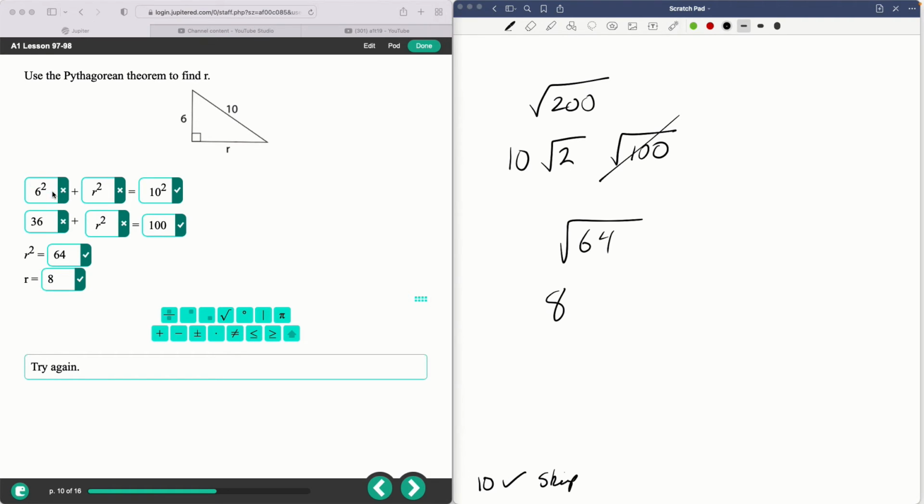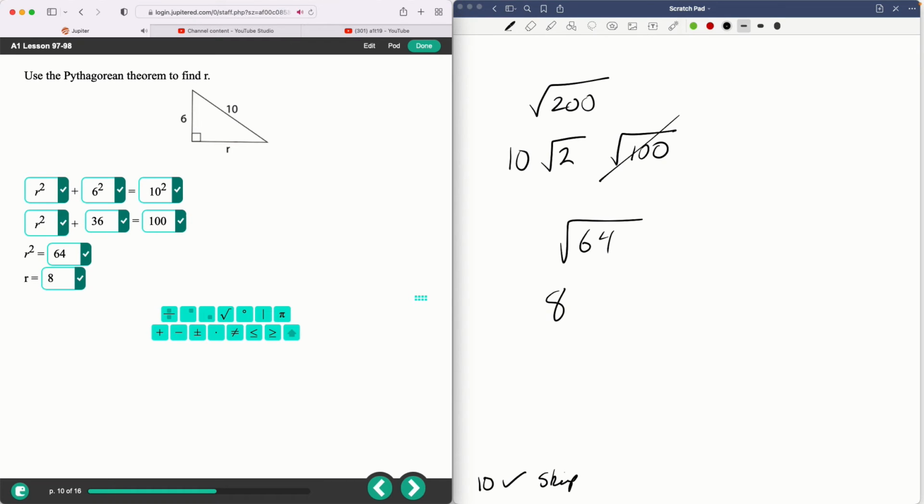You could go back in here and redo this and say, oh, well, I know this is going to be r squared because I just swapped places. And this is going to be 6 squared. And then you would just change this down here to r squared, 36, right? Now check it. Okay, now everything is correct.